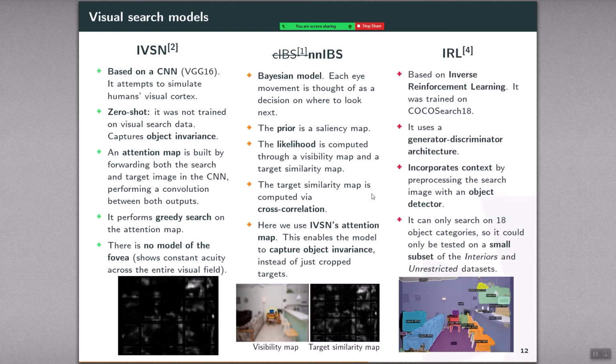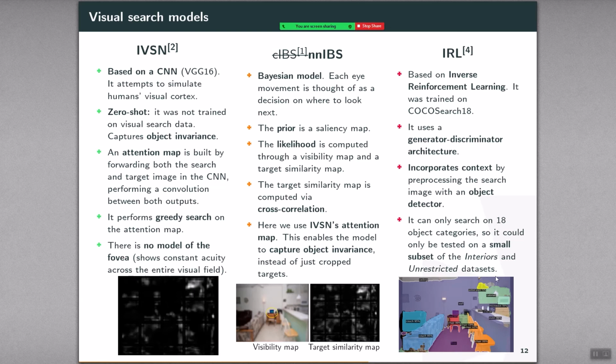Finally, we have REL, which is based on inverse reinforcement learning. It was trained on Coco Search 18. This means it is the only model trained on human data, and it uses a generator-discriminator architecture. It attempts to incorporate context by preprocessing the search image with an object detector. This is an example of the preprocessed image, and you can see that each pixel belongs to a category. For instance, these pixels belong to a couch, these belong to a chair, and these belong to a cabinet. So the model never actually sees the original image, but instead it sees this set of masks.